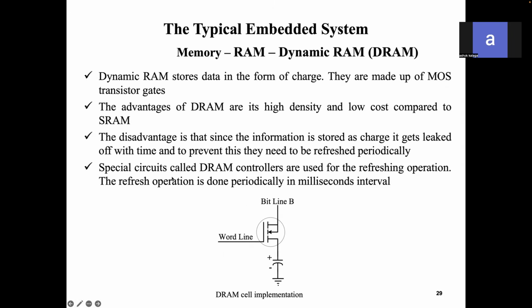That means we need special circuits called DRAM controllers. They are used for the refreshing operation. The refreshing operation is done periodically at millisecond intervals. For every 2 milliseconds or every 3 milliseconds or every 4 milliseconds, you need to refresh the data. This is the word line, this is the bit line, and this is the capacitor which is used to store the charge.